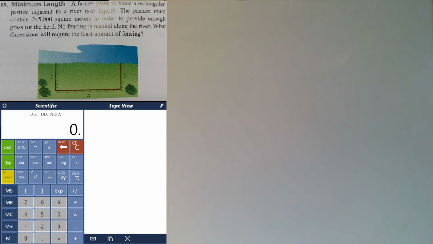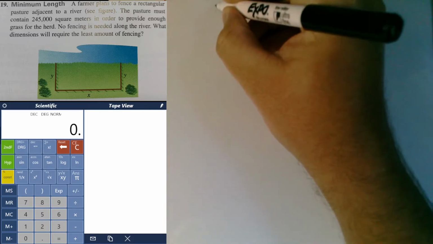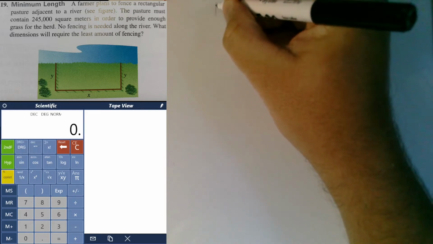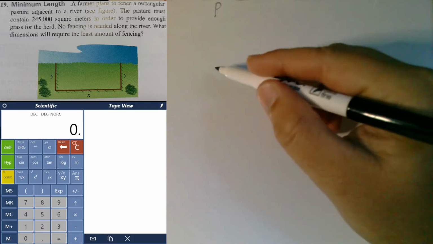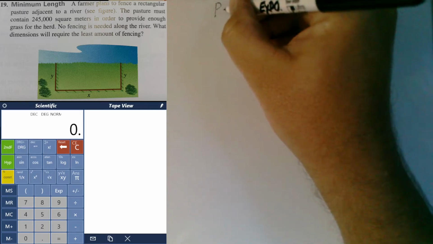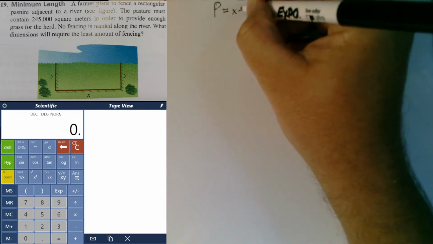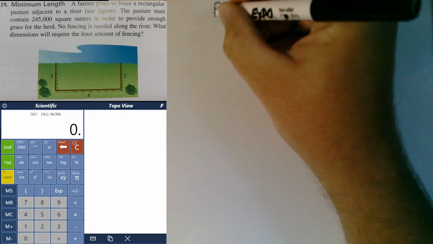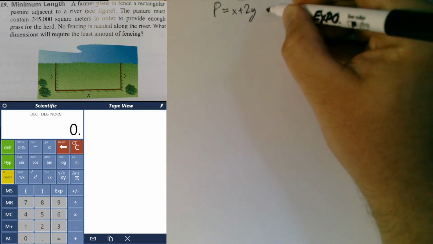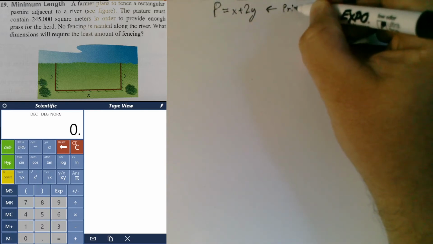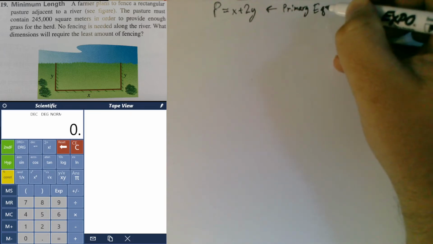From the information given, there are two equations we can write. One for the perimeter. Now looking at this figure, this rectangular pasture has three sides. One is x and two sides are y. So our perimeter would simply be x plus 2y. Now this will be our primary equation that we're going to try and optimize. Primary equation, we're going to optimize this one.